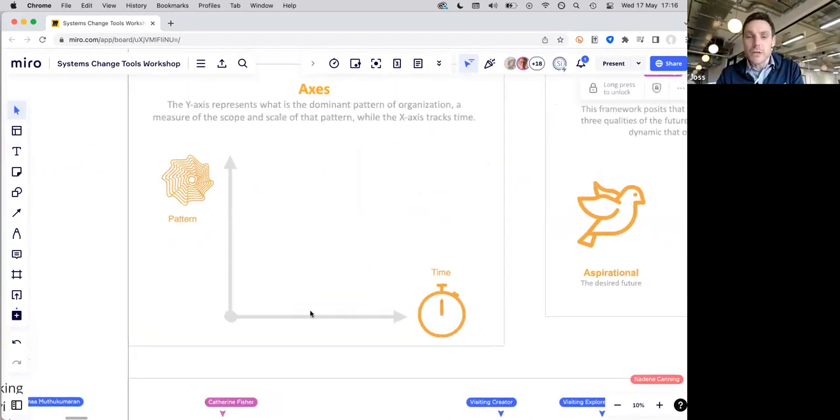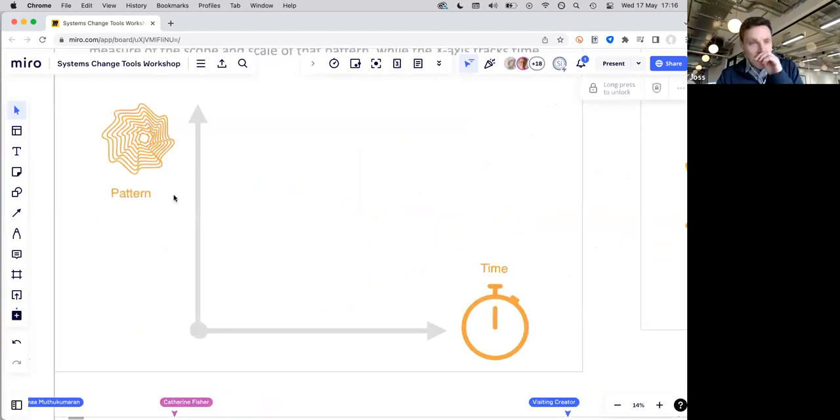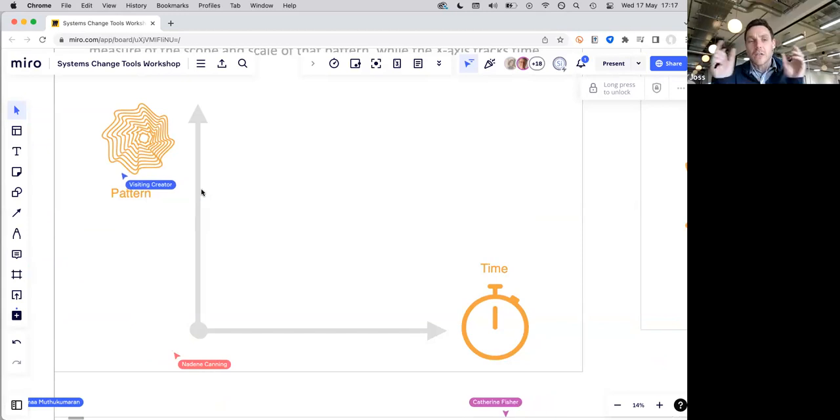We obviously have time on the axis down here, but on this horizontal or vertical axis is an interesting one, because it's asking, what is the dominant pattern of organization in that system? What is the dominant way of organizing the resources and capabilities and components of that system towards its functional end?